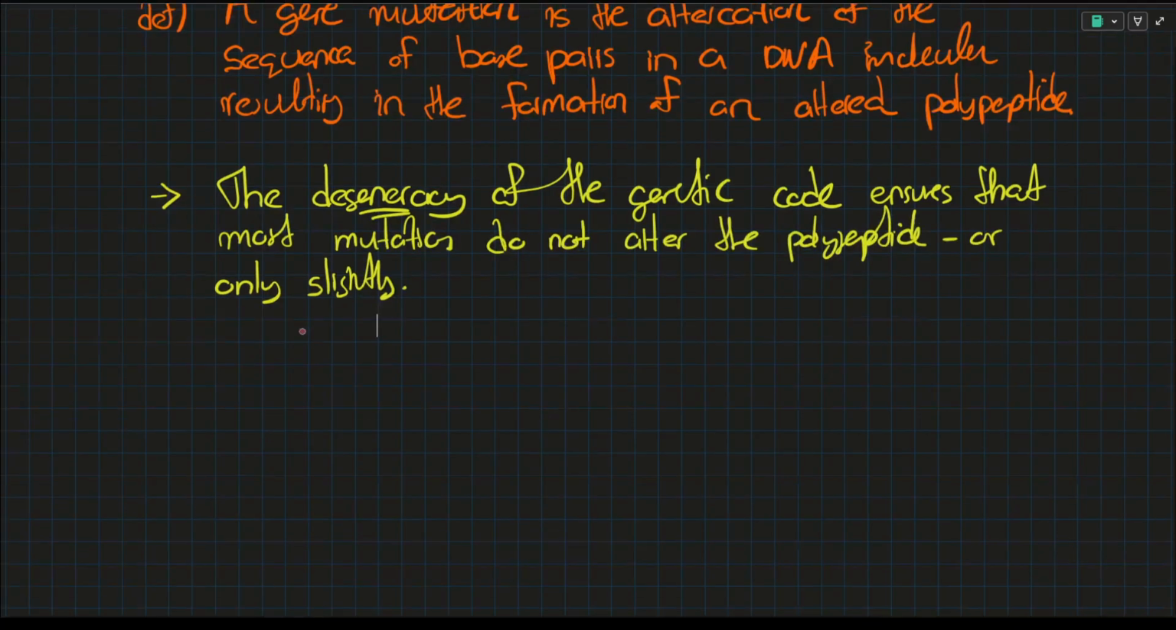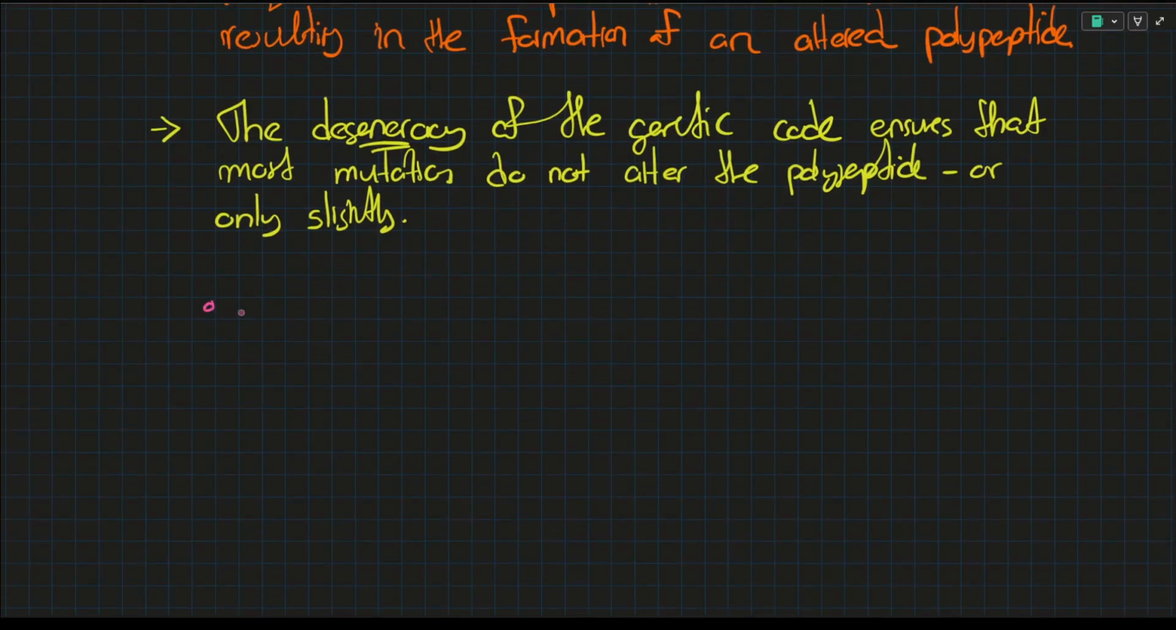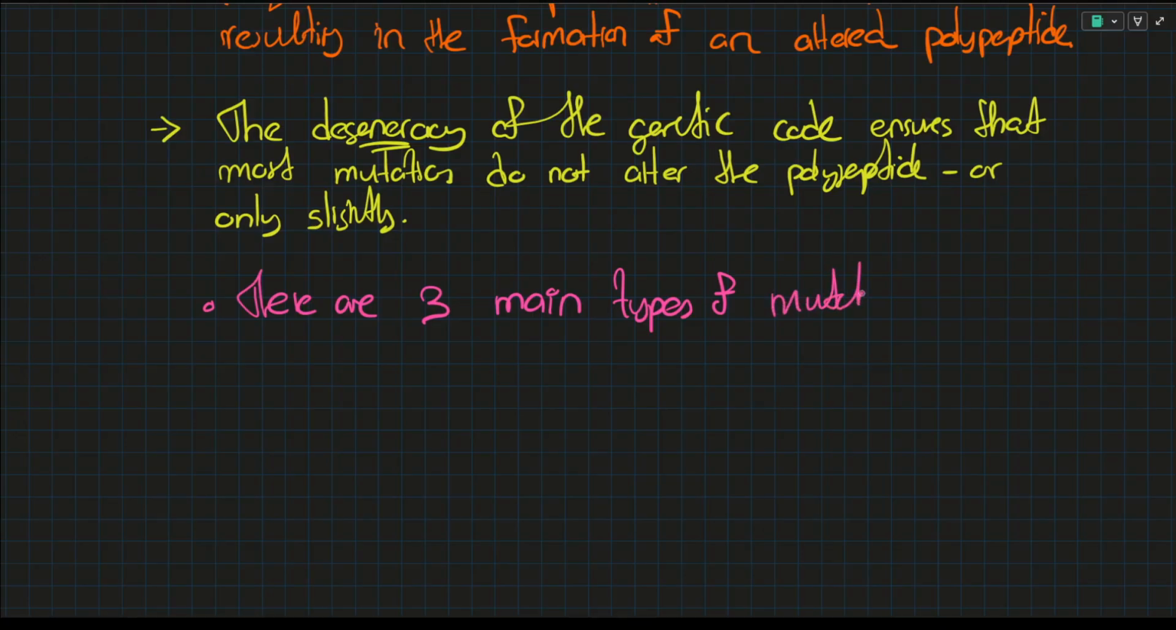Now let's look at the types of mutations. You have three main types of mutations, or you can think of it like three main ways in which mutations can occur.